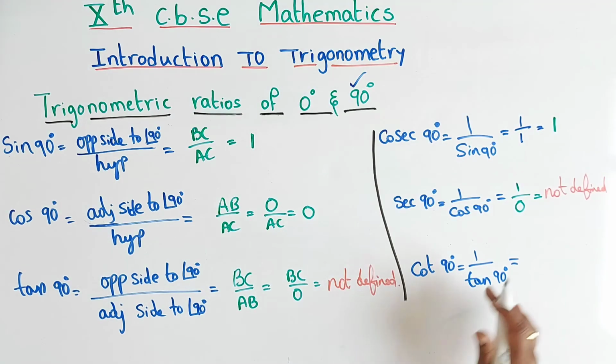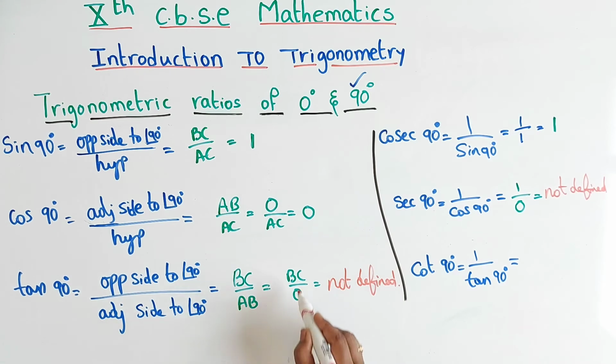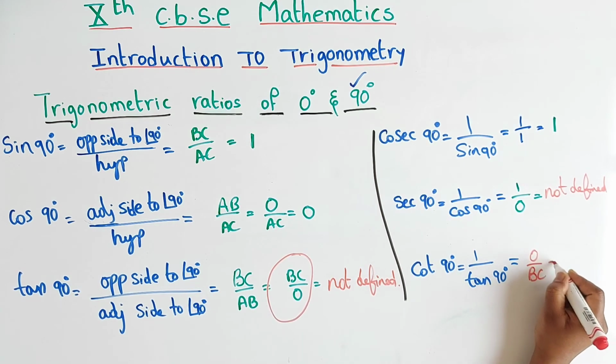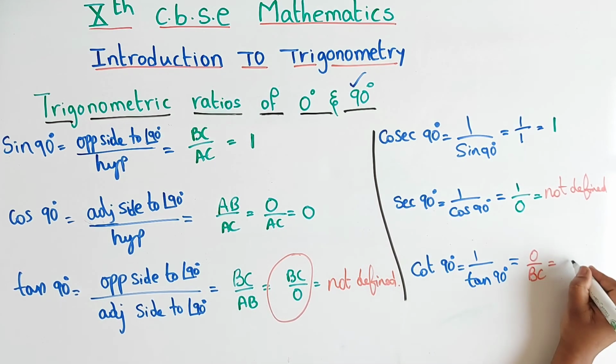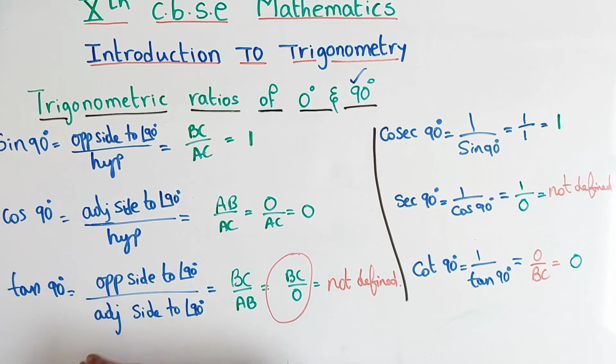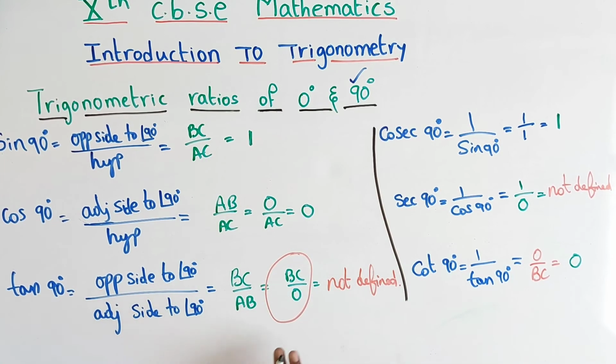Cot 90 equal to 1 by tan 90. That means reciprocal of tan 90. See here, tan 90 equal to BC by 0. So the reciprocal can be written as 0 by BC. So 0 by BC is nothing but 0, children. So cot 90 equal to 0. So these are the ratios for 90 degrees, children.